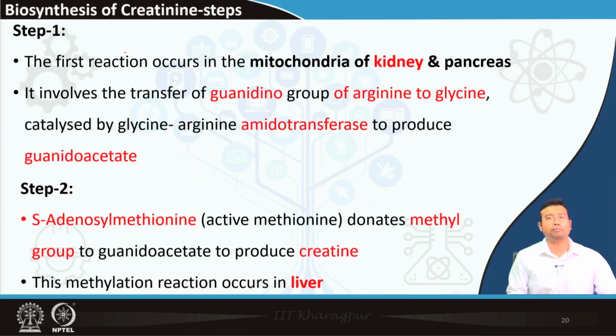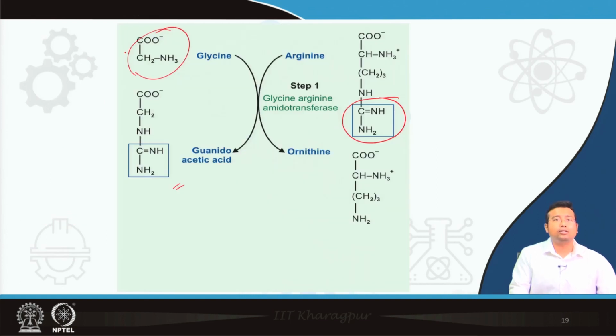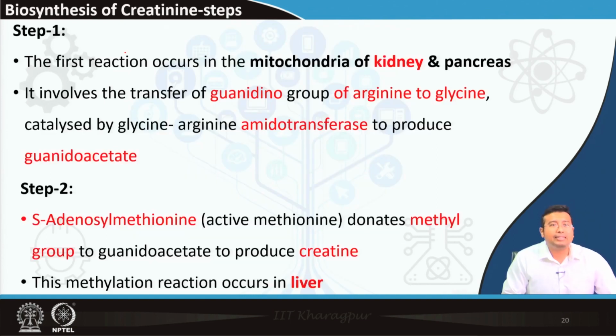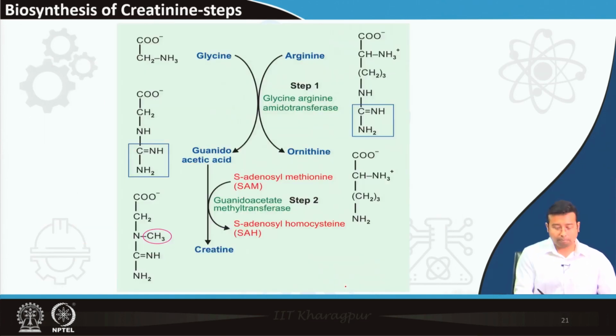In the next step, this guanidino acetate will be methylated. Who is the most common methyl donor in all metabolic reactions? That is activated methionine in the form of S-adenosyl methionine. S-adenosyl methionine ultimately methylates this guanidino acetate to form creatine, and this methylation occurs in liver. So, it is a simple methylation, addition of one methyl group.